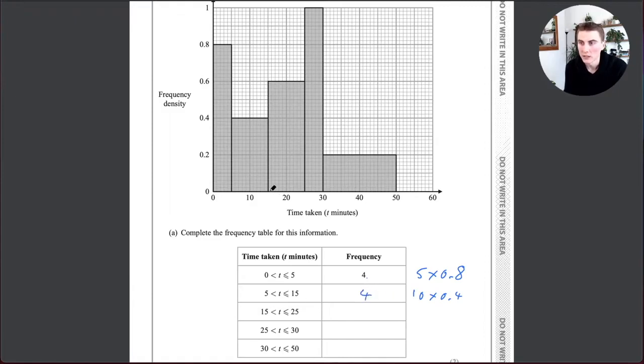Next one, class interval is 10 again, but it's 0.6 high. So we do 10 times 0.6 to get 6. Then this one, it's only 5 wide this time, but it goes all the way up to 1. So 5 times 1, which is 5. And the bottom one, 30 to 50, that's 20 wide, because 50 take away 30 is 20, and it's 0.2 high. So 20 times 0.2 is 4, I hope. And that's that. We've filled in our frequency table.